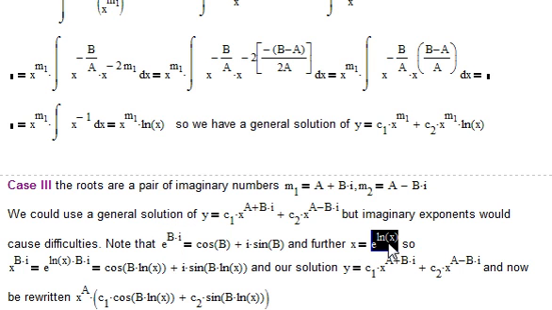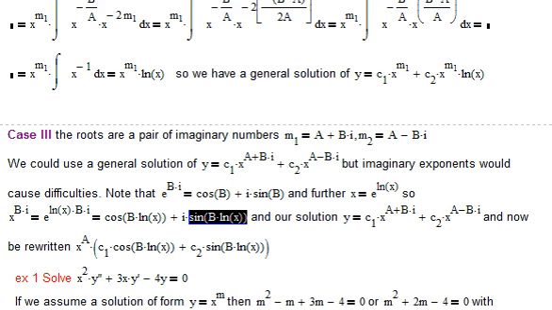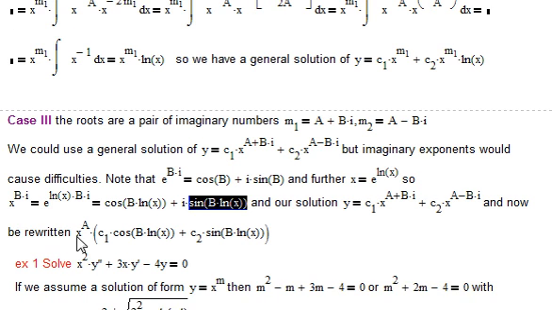and further that x equals e to the ln of x. So we'll make x to the bi e to the ln of x times bi. So that means we'll have cosine of b times ln of x plus i times the sine of b times ln of x. So now our solution can be rewritten: x to the a times c1 times cosine of b times ln of x plus c2 times sine of b times ln of x.